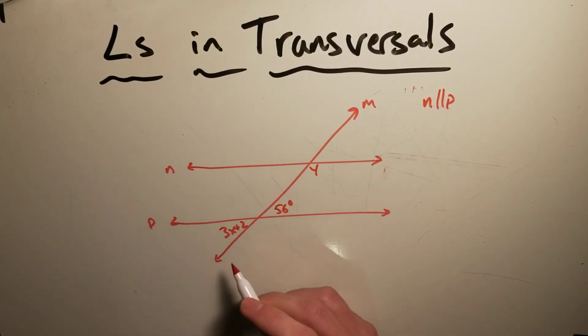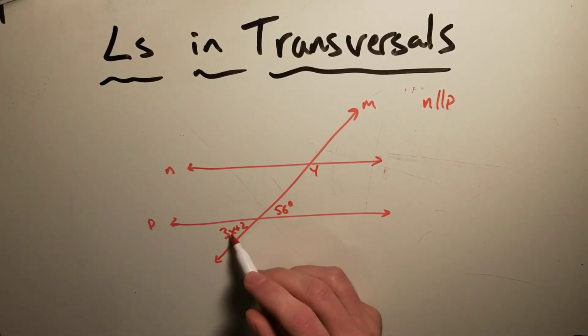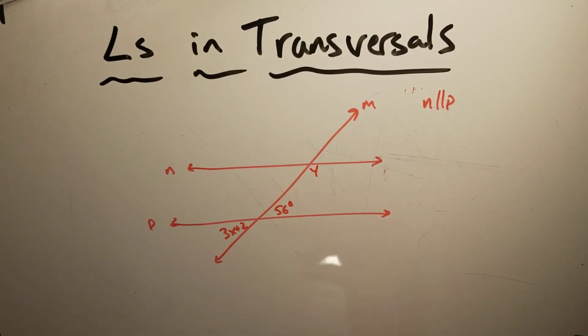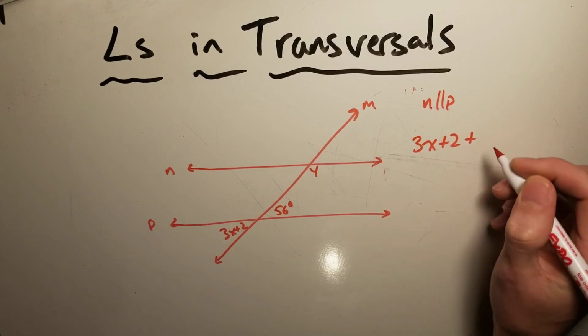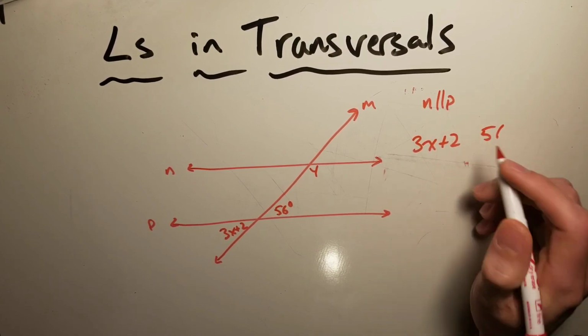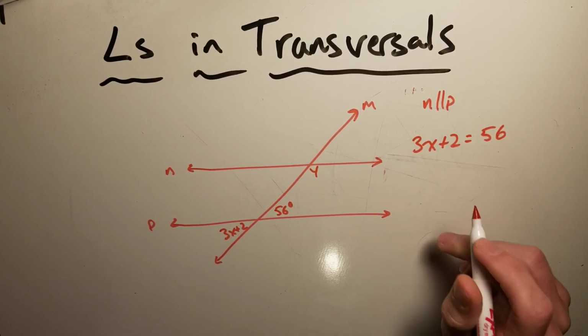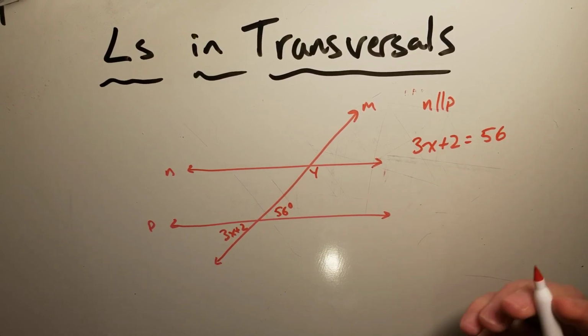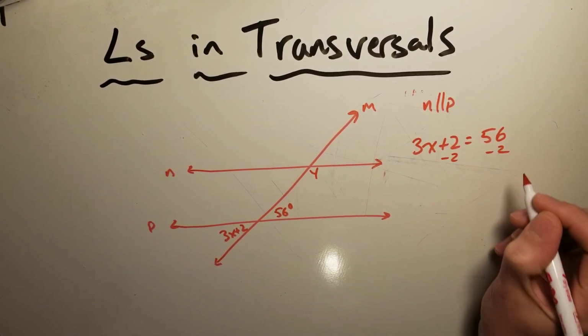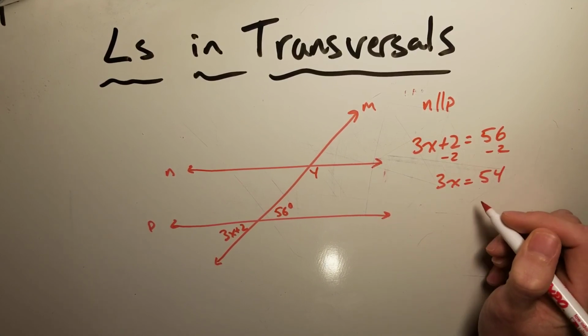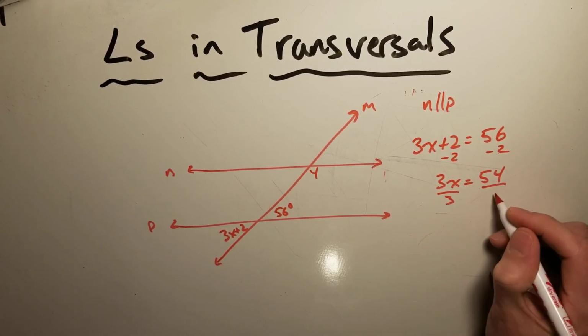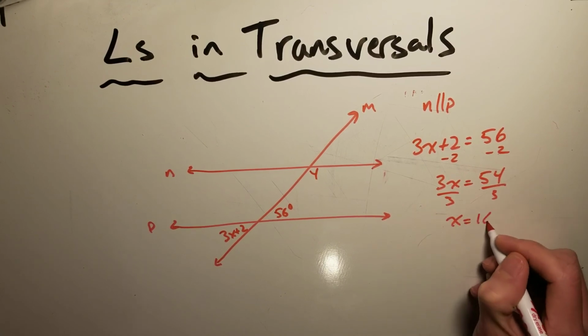So let's say we try to find x first. Looking at these two angles, we should notice they are vertical angles, so we can make the equation 3x plus 2 equals 56. And now you're just solving for x. So subtract 2, 3x equals 54. And if you divide by 3, you'll get x is equal to 18.